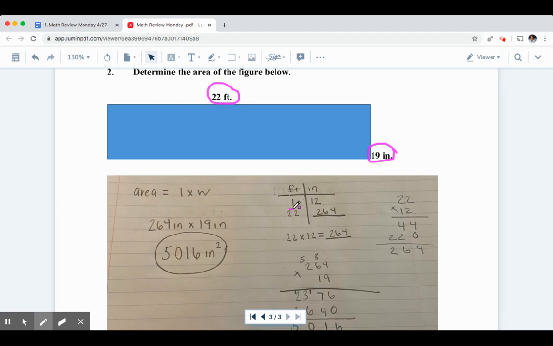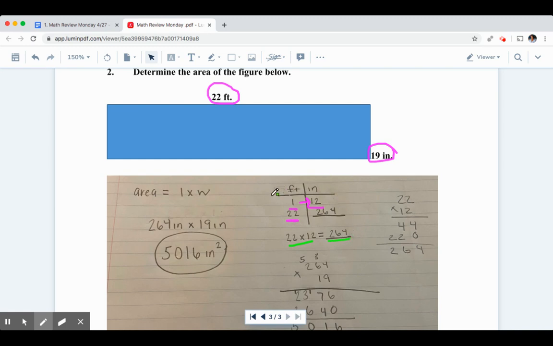I know that 1 foot is 12 inches, so I was trying to figure out how many inches 22 feet would equal. To go from feet to inches, what operation and by how much do I need to do? Right. To go from feet to inches, I needed to multiply by 12. So I multiplied 22 times 12, and I got 264 inches.